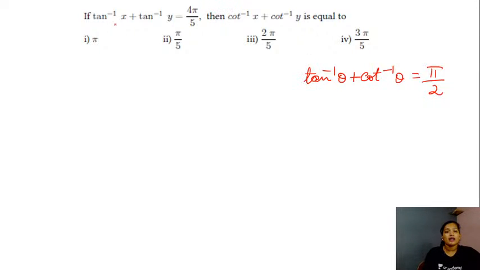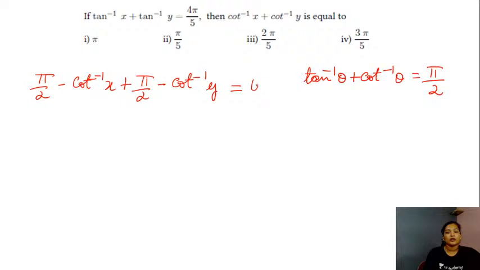Here you are given tan inverse of x plus tan inverse of y is equal to 4 pi by 5. So replace your tan inverse of x using this identity. So what will be your tan inverse of x equal to? Tan inverse of x is now equal to pi by 2 minus cot inverse of x. Am I correct? Plus tan inverse of y, this will be equal to pi by 2 minus cot inverse of y, and this is equal to 4 pi by 5.